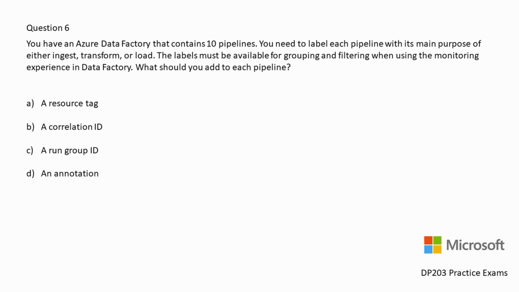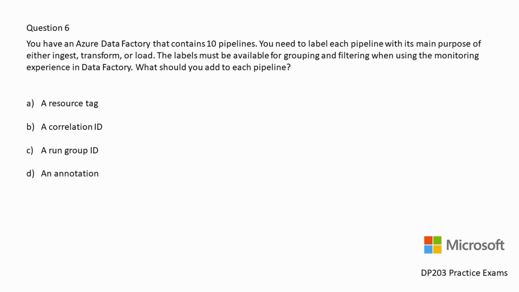Question 6. You have an Azure Data Factory that contains 10 pipelines. You need to label each pipeline with its main purpose of either ingest, transform, or load. The labels must be available for grouping and filtering when using the monitoring experience in Data Factory. What should you add to each pipeline? B. A correlation ID. C. A run group ID. D.